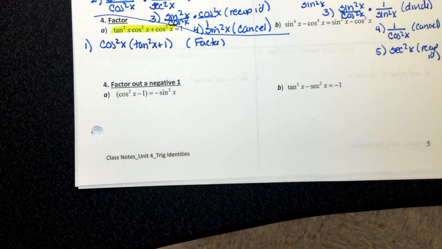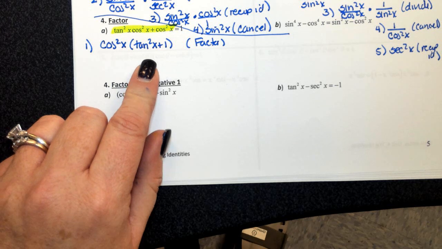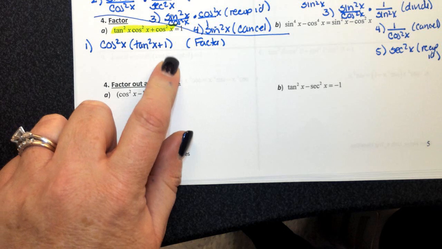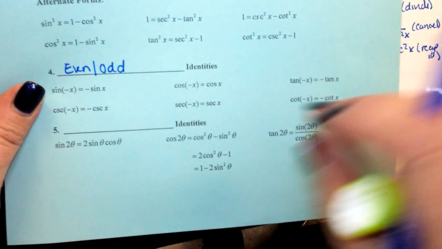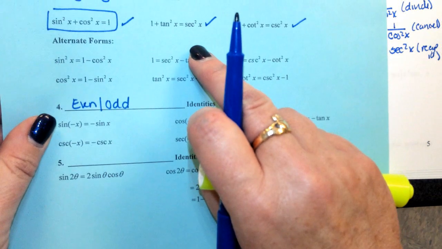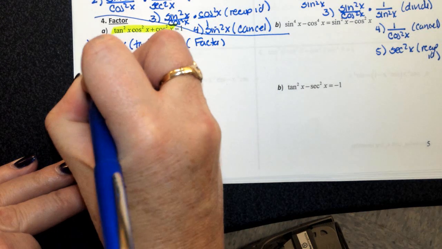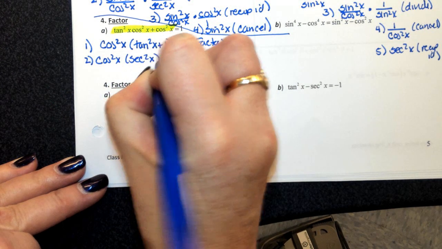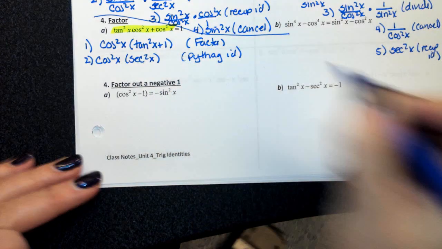Now, notice what happens after I do my GCF factoring. Now look inside the parentheses. Now I have that trig function to the second power along with a 1. So then go to those Pythagorean identities. Tangent squared plus 1. What is tangent squared plus 1 equal to? Secant squared. So that's your Pythagorean identity.